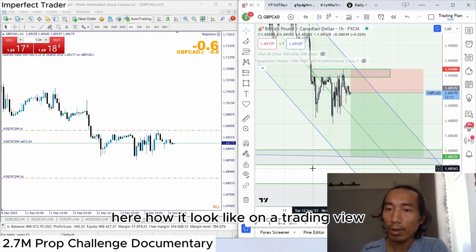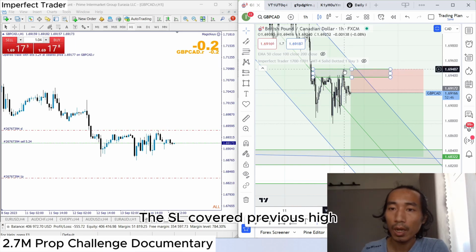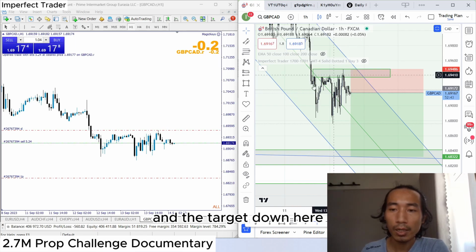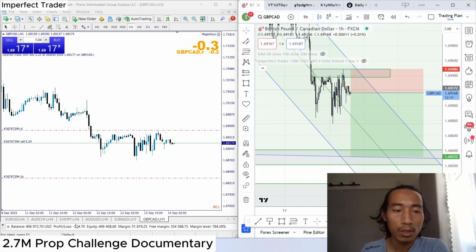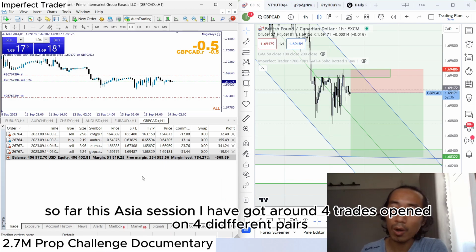Here is how it looked on TradingView. The stop loss covers the previous high and the target is down here. So for the Asia session, I have got around 4 trades open on 4 different pairs.